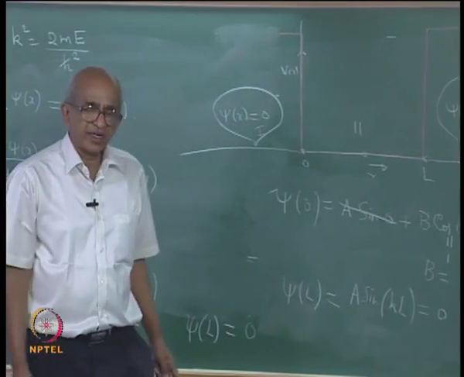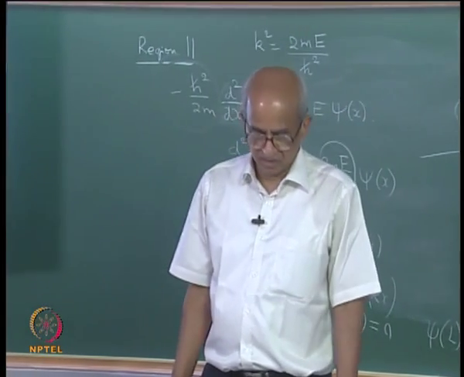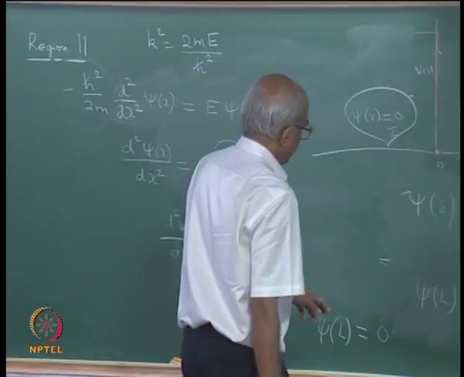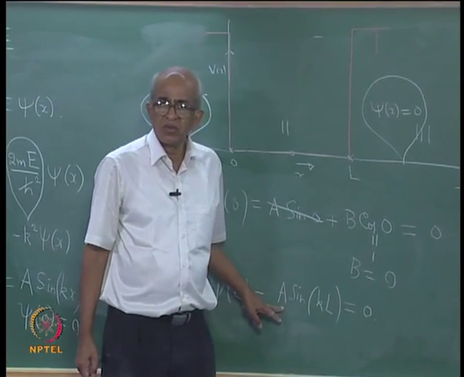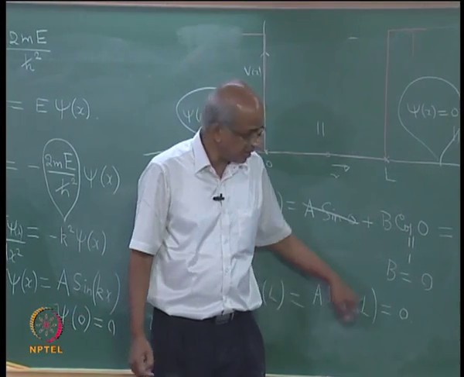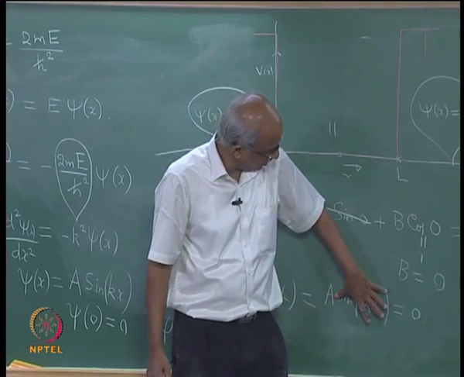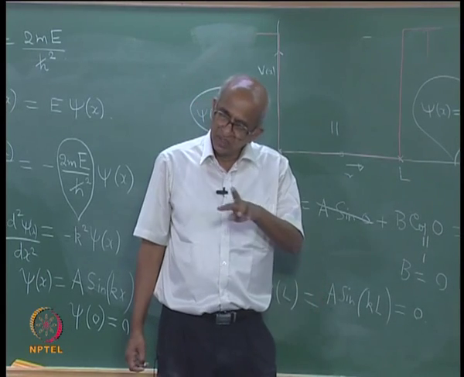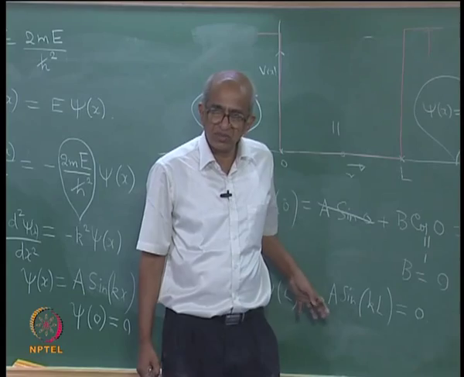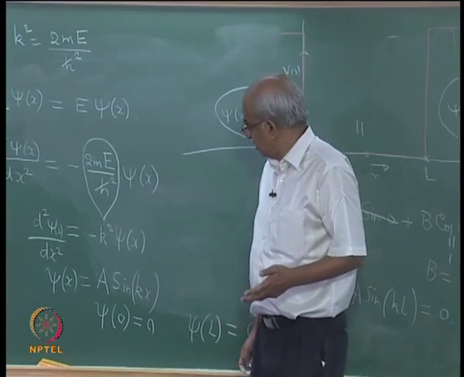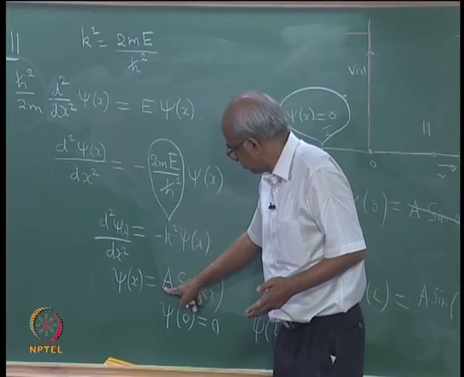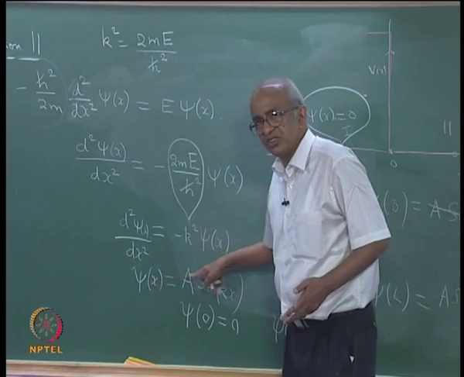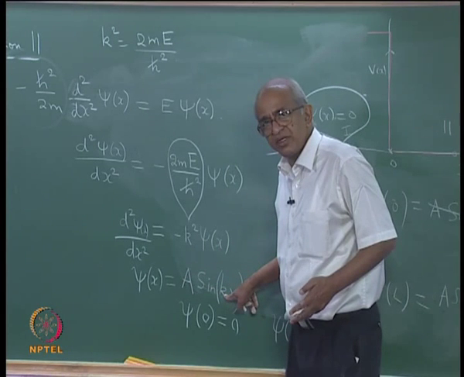So, if you say that a product like a sin kL is equal to 0, then what are the possibilities? There are two possibilities: either sin kL can be 0 or the a can be 0. But suppose I choose the possibility that a is equal to 0. Then what will happen? You see, if a is equal to 0, you will have to put that value of a here. That means your psi will be 0 even within the box.